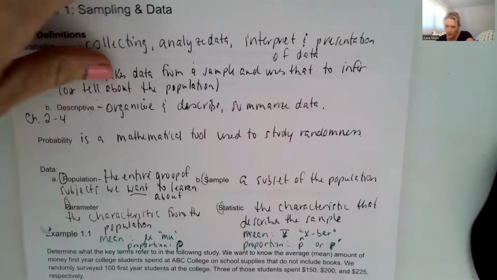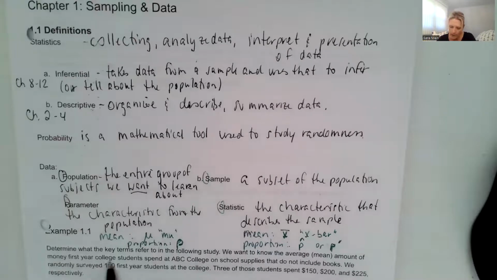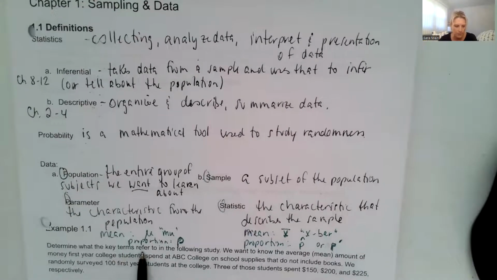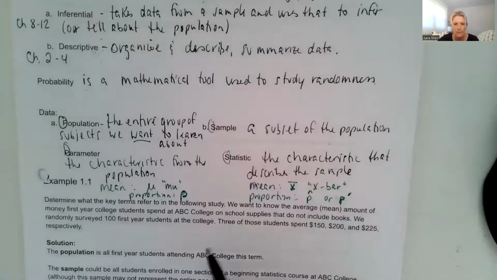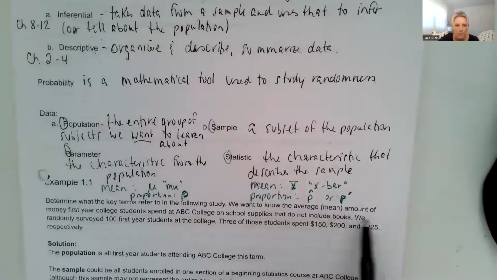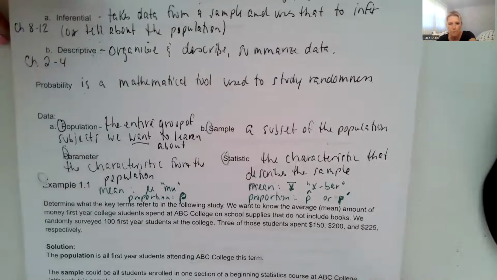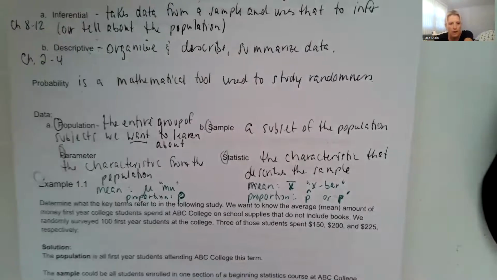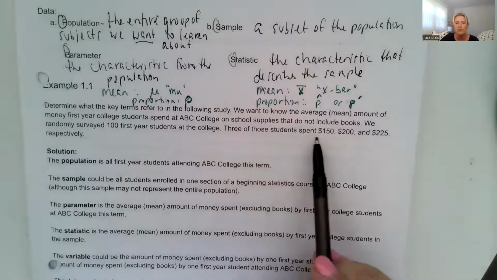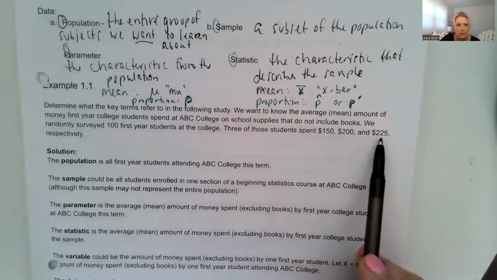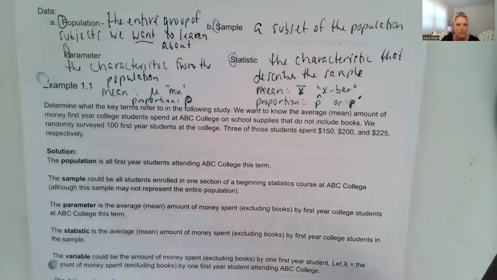So we're going to go to our first example here. Determine what the key terms refer to in the following study. We want to know the average mean amount of money first-year college students spend at ABC College on school supplies that do not include books. We randomly surveyed 100 first-year students at the college. 3 of those students spent $150, $200, and $225 respectively.